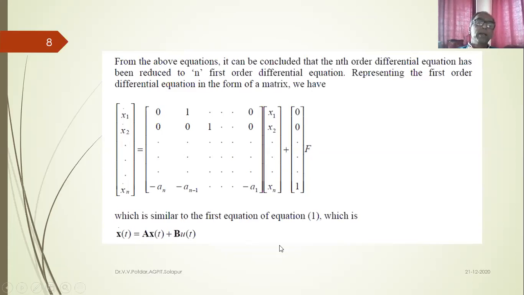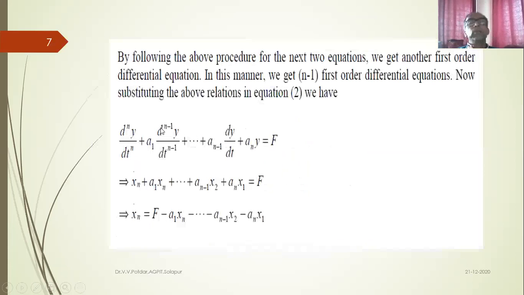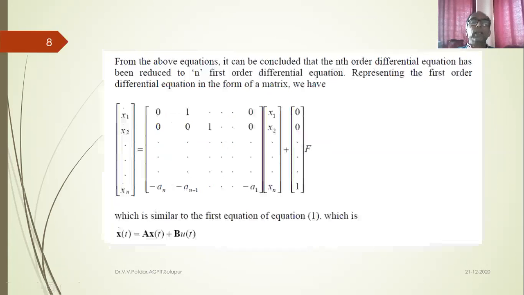How is it obtained? Just by converting those differential equations to a set of algebraic equations and then rearranging the equation, f minus a1 xn up to an x1. So this is one of the state space equations.